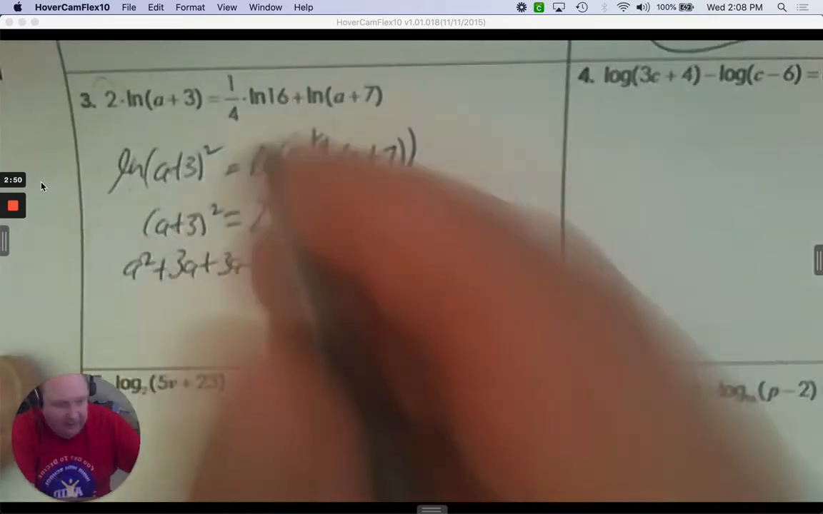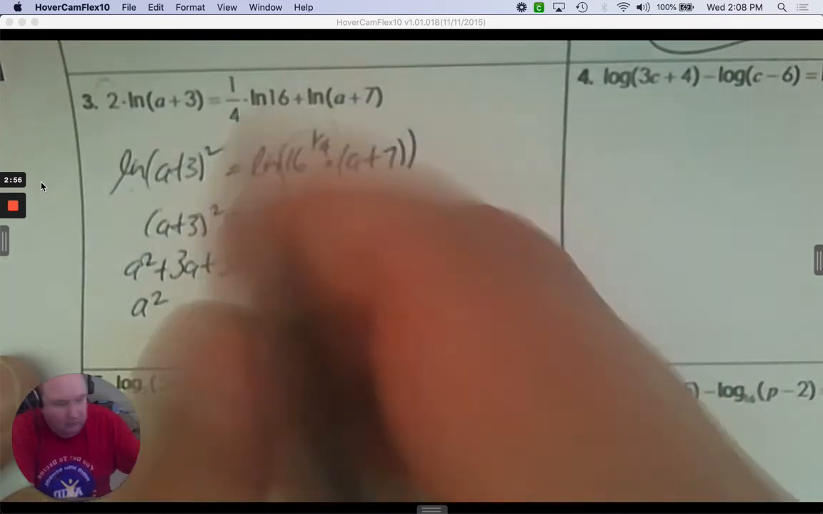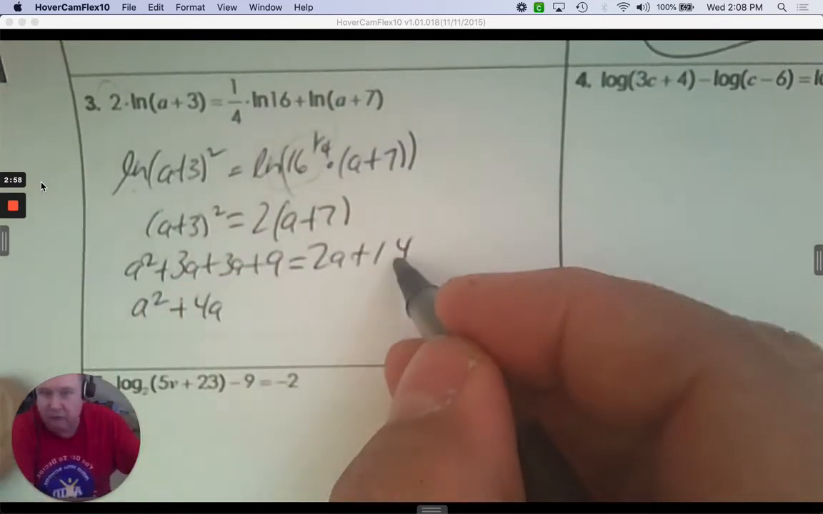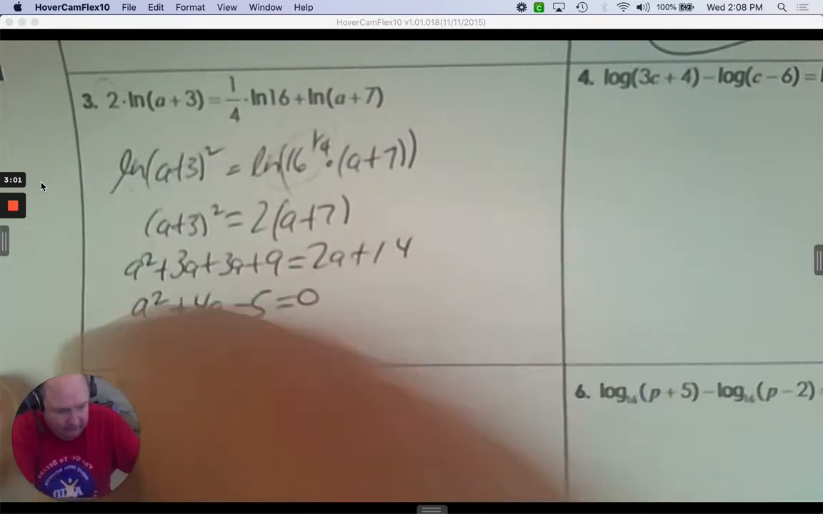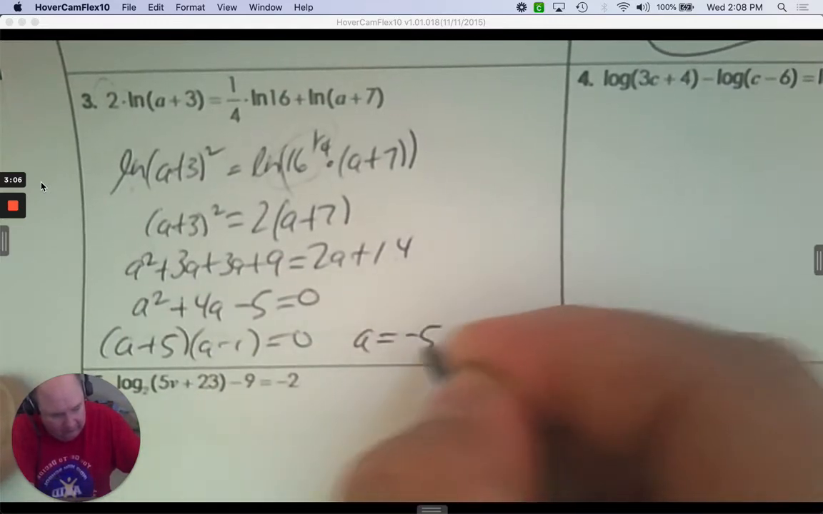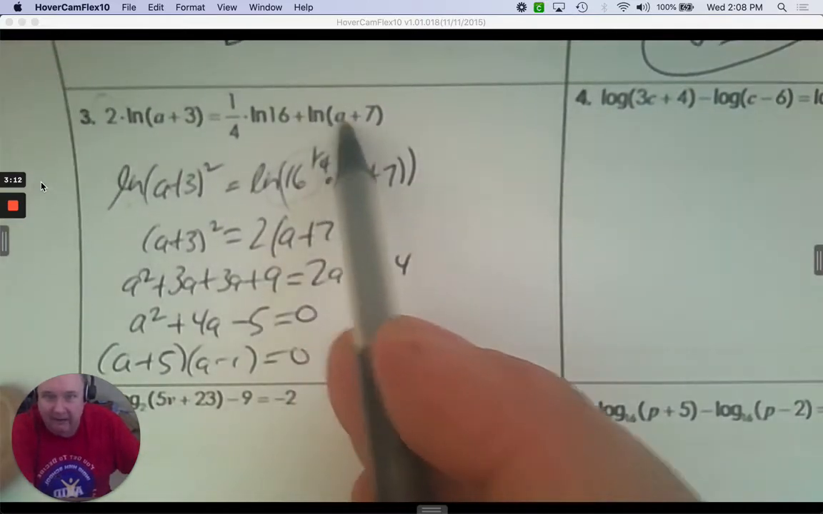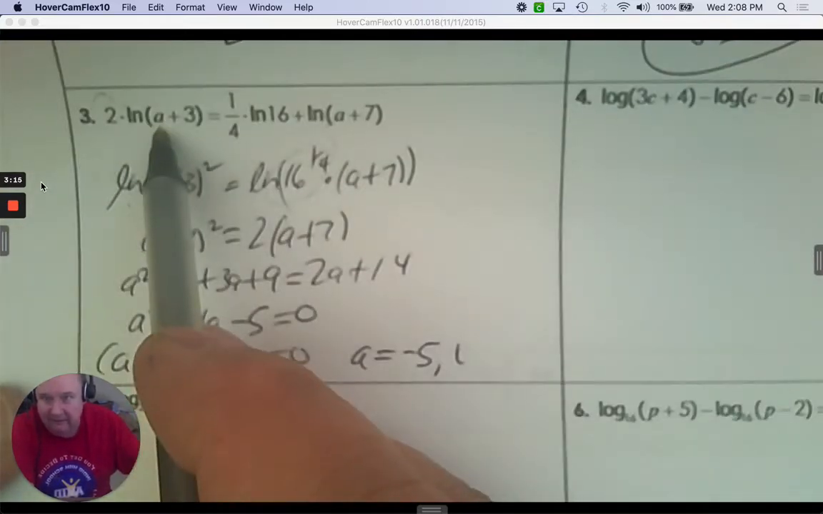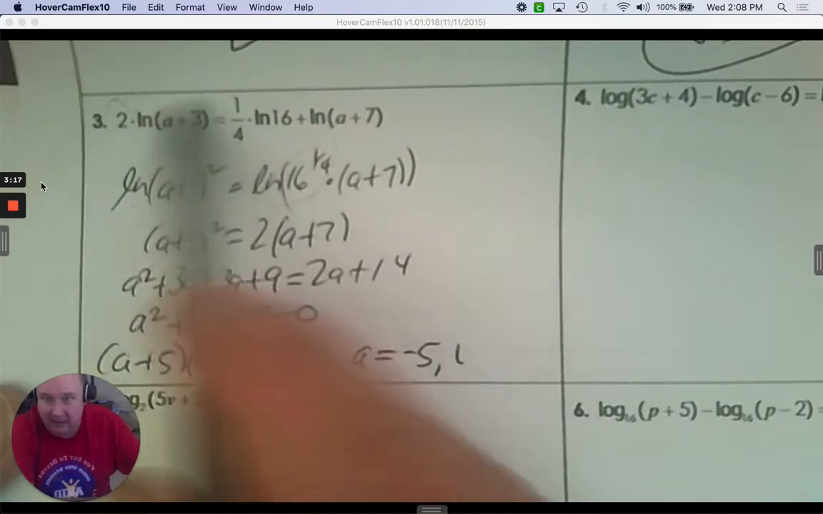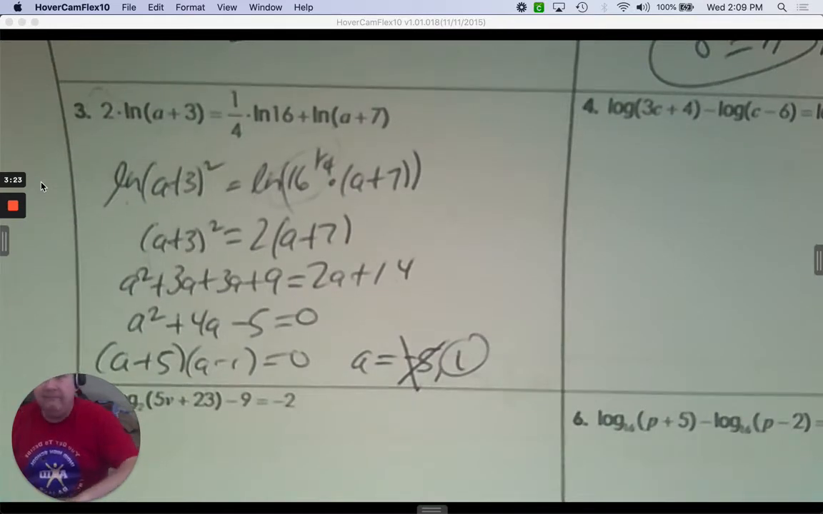Now, this is quadratic, so we're going to make it equal to 0. So we have 6a, but if I subtract 2, it becomes 4a. And we subtract 14, that's minus 5. That is factorable. That's plus 5 and minus 1. So the first factor is -5. The next one is positive 1. The -5 plus 7 is a positive number, but -5 plus 3, that's a negative number inside a logarithm. Bad. So the only correct answer is 1. On to number 4.